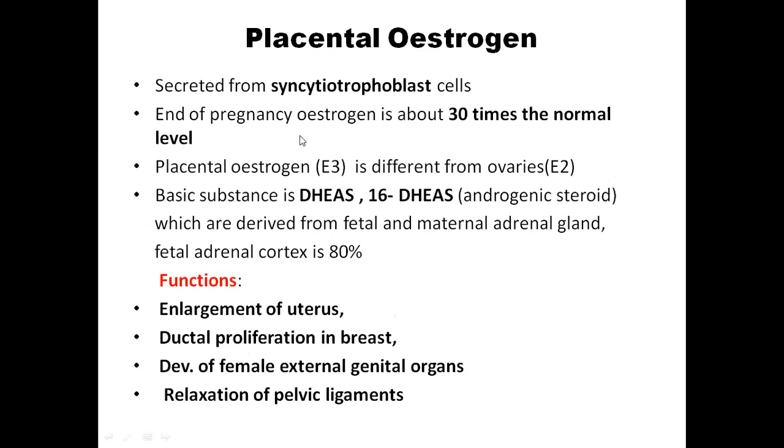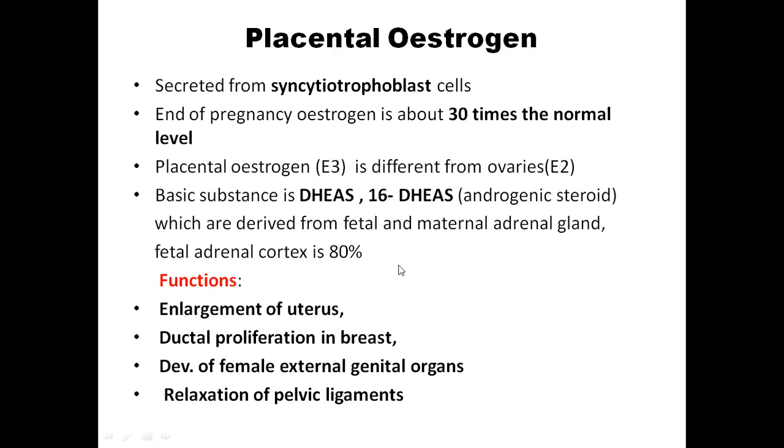Now, in placental estrogen, the type is E3 estriol, not the estradiol E2 from ovaries. That is a very important differentiation. And this DHEAS and 16-OH DHEAS, these are the precursors for estriol E3. And this is 80% derived from the fetal adrenal cortex. Now we'll come to these details in the feto-placental unit.